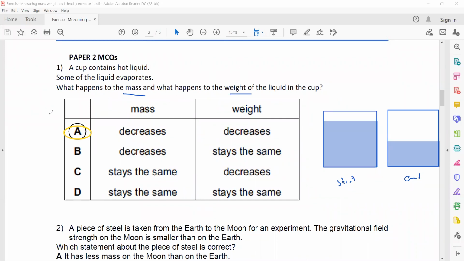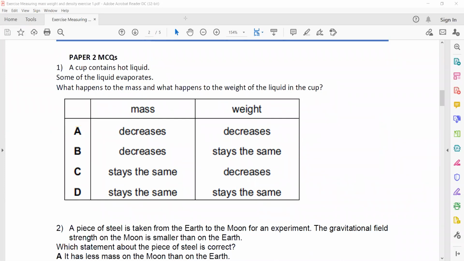Yeah, that's right. A is the right answer because the number of molecules in the beginning is more as compared to as the evaporation occurs. The molecules will leave the liquid. So the molecules which are left behind will have low energy, and fewer molecules are there. That's why the mass decreases, and if the mass decreases, the weight will also decrease.